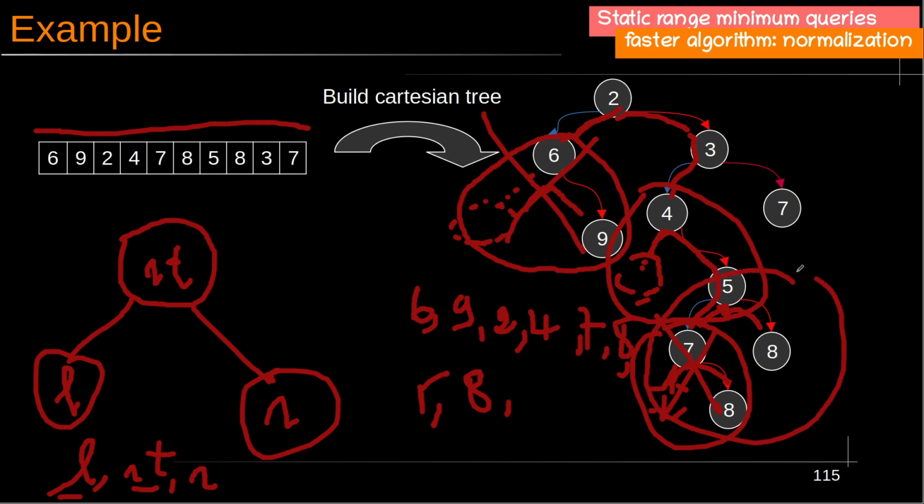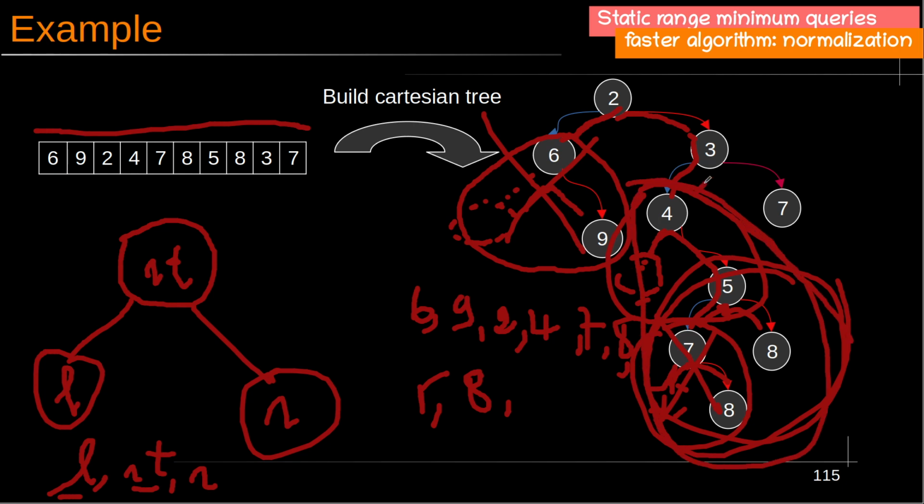Now this is done. So all this is done now. We come back to its root, which is 3. Then we go to the right, display 7. As you see, if I apply an in-order traversal, I get the same original array: 6, 9, 2, 4, 7, 8, 5, 8, 3, 7.